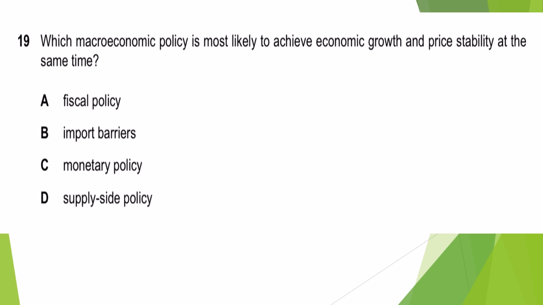When government expenditure increases, money supply is going to increase. When money supply increases, it means prices are also going to increase. So there is no price stability. So this would not be the answer. Next, import barriers. If government imposes import barriers, it means more tariff. More tariff means an increase in prices. So this would not be the answer again.